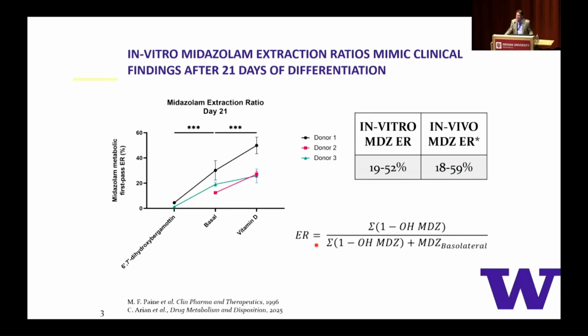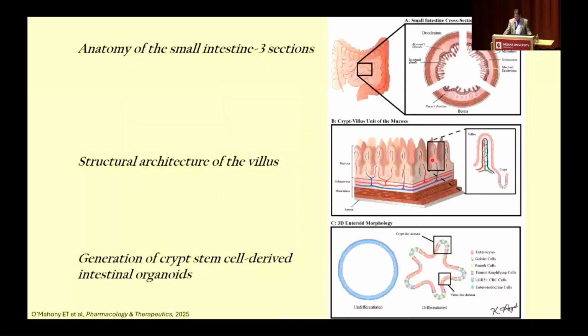When we take our same intestinal enteroids, put them into a Transwell system, and ask what the extraction ratio is, and I'm from the School of Pharmacy, so I have to show at least one equation here, what we see is that the in vitro midazolam extraction ratio from these Transwells is almost right on spot with what you see in vivo. So it's a very good model system for recapitulating something which is a very complex function.